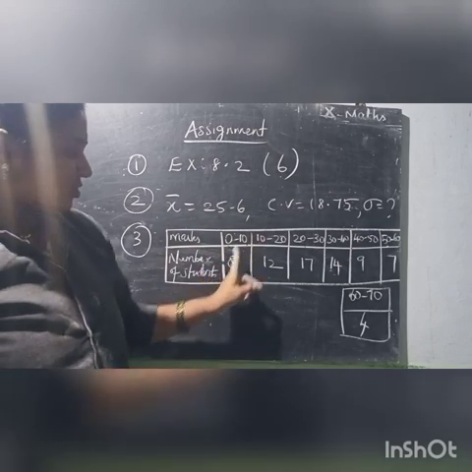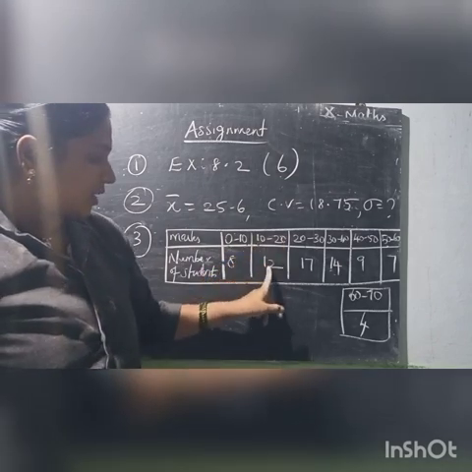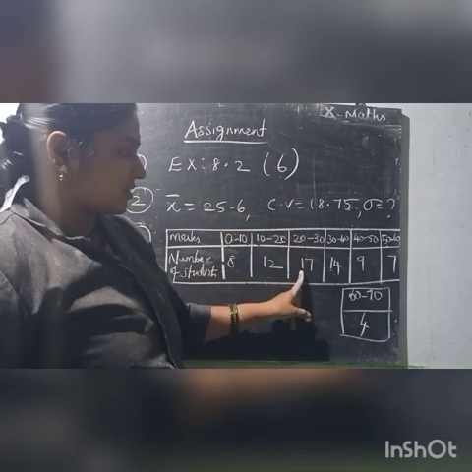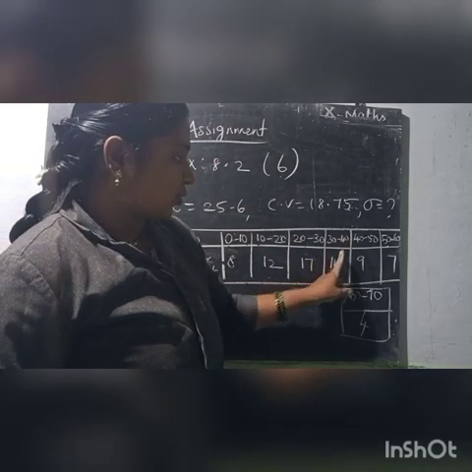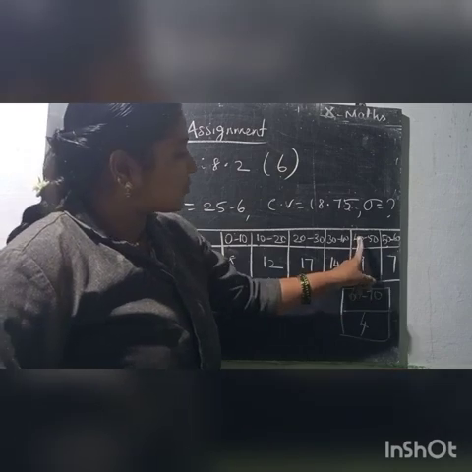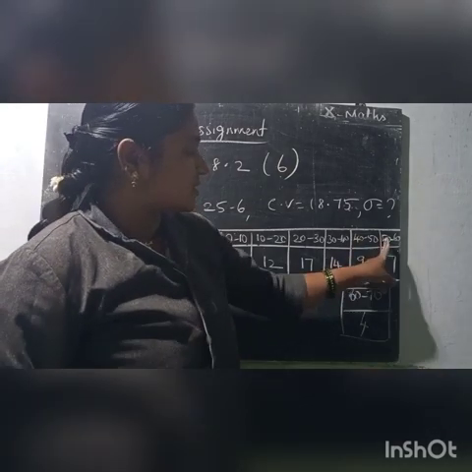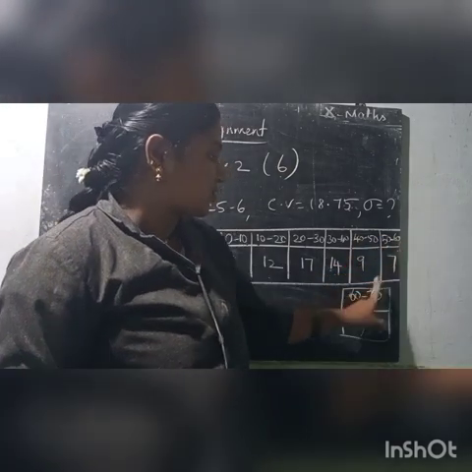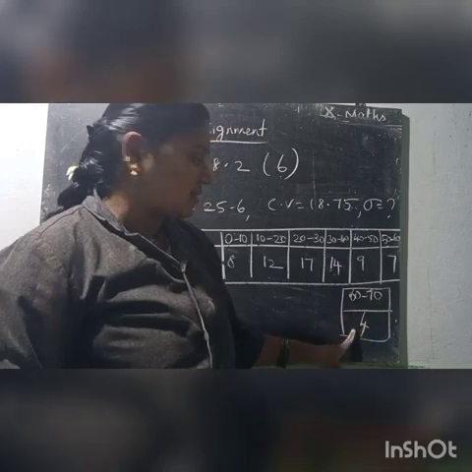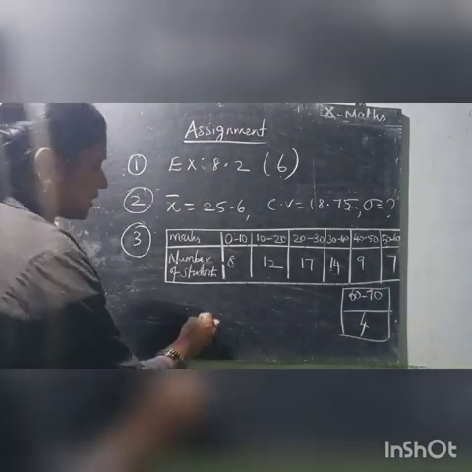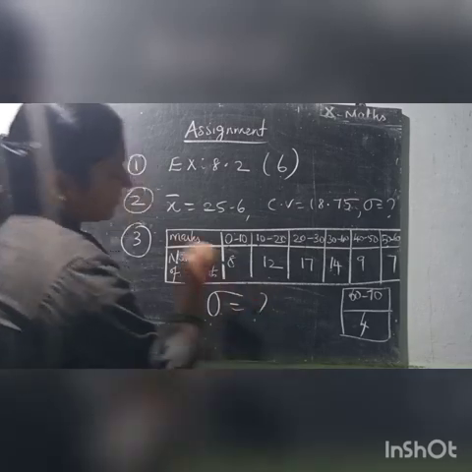See, 0 to 10 marks, 8 students; 10 to 20, 12 students; 20 to 30 marks, 17 students; 30 to 40, 14 students; 40 to 50 marks, 9 students; 50 to 60 marks, 7 students; then 60 to 70 marks, 4 students. You have to calculate the standard deviation for the given data.